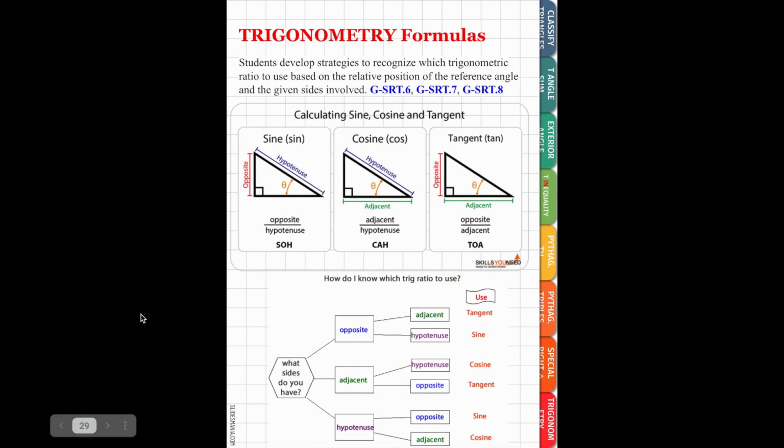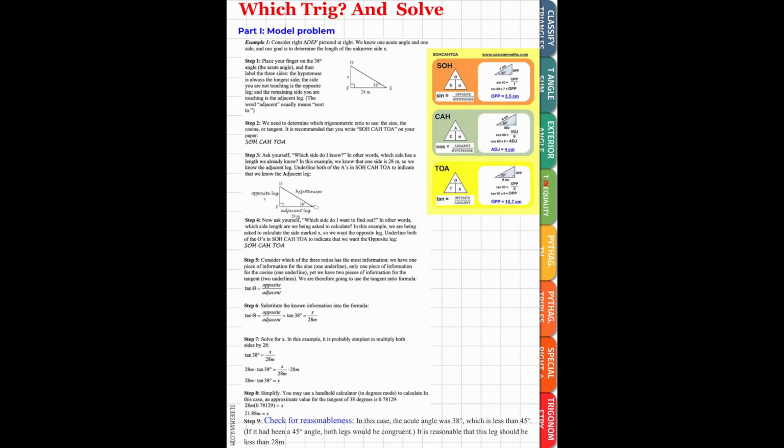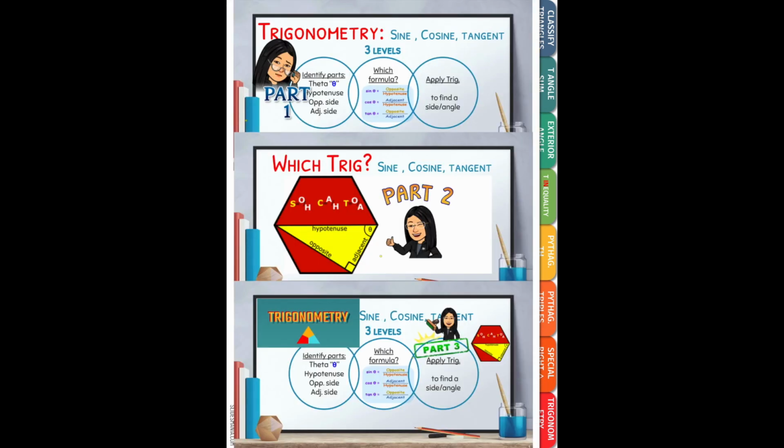As a reminder of what we have done today, you have developed a strategy to recognize which trig ratio to use. We went through from step number 1 through step number 6, and in the next lesson we will go all the way through to step 9, which is trig and solve. Part 1, we start with identify parts. Part 2, which trig to use. And part 3, we're solving for the missing side or the missing angle.